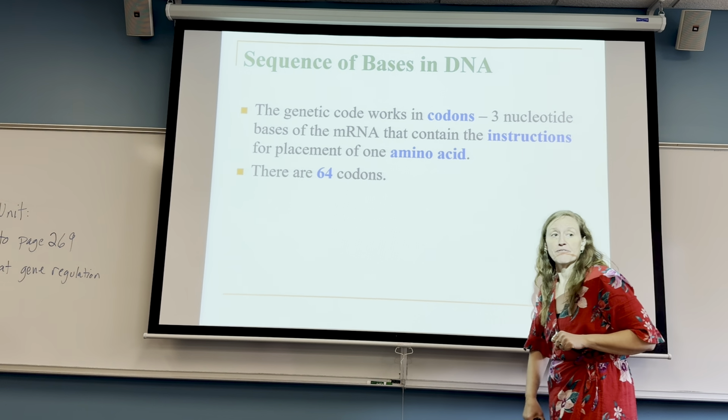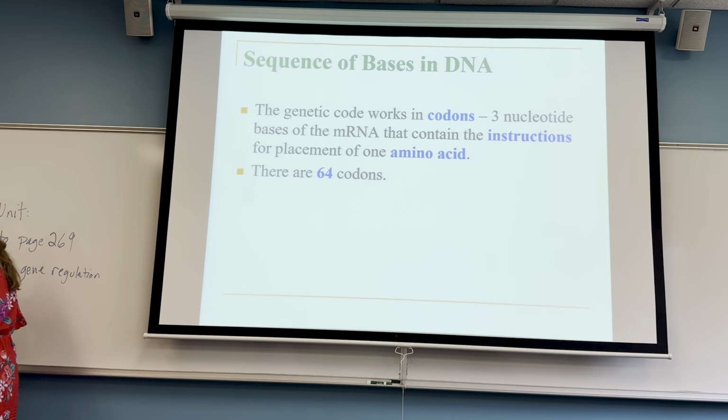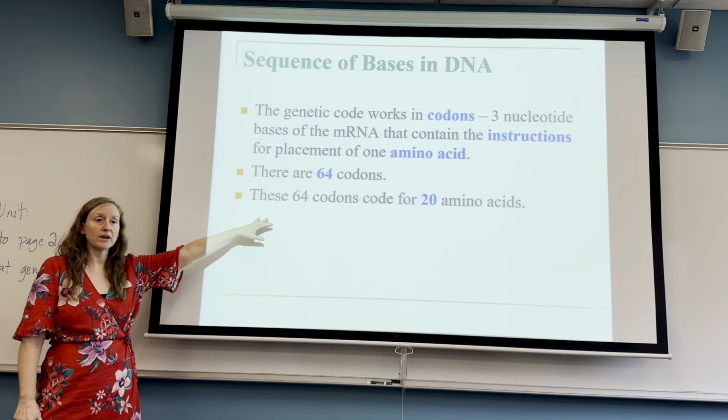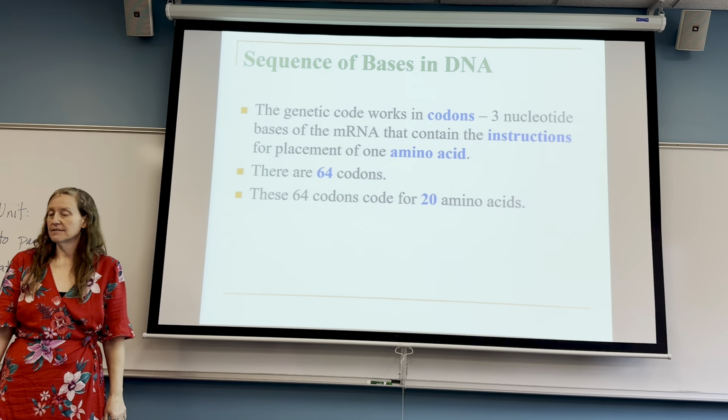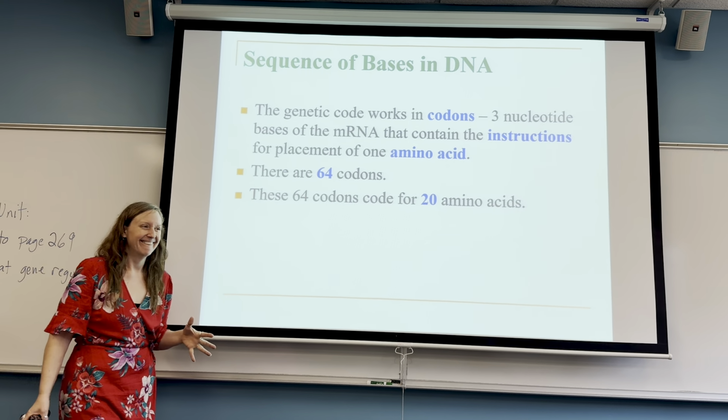There are 64 different possible combinations between the A, U, G, and C's. So there are 64 different codons, but this is a really cool thing that helps our cells to make fewer mutations. There's 64 codons, but they only code for 20 amino acids. So you might be like, okay, I'll tell you more.